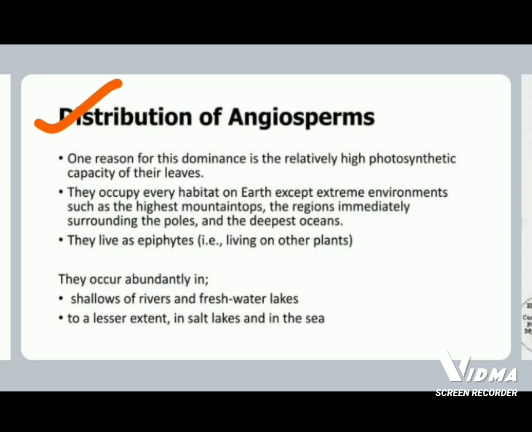One reason for dominance is the relatively high photosynthetic capacity of their leaves. They occupy every habitat on earth, exhibiting extreme environments such as the highest mountains or the regions immediately surrounding the poles, and the deepest ocean. They live as epiphytes, living on other plants. They occur abundantly in the shallows of rivers, fresh water lakes, salt lakes and the sea.